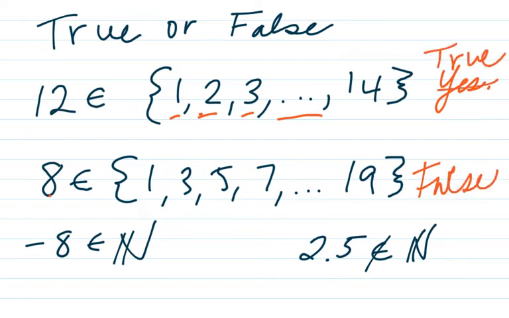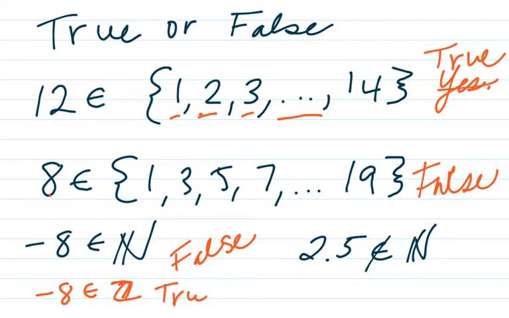Okay. Is negative 8 in the natural numbers? No, that is false because natural numbers are counting numbers. There are no negative counting numbers. Okay? A negative number is part of the integers. So I could say negative 8 is in the integers, and that would be true. Okay? 2.5 is not in the natural numbers. That is true because it is a fraction or a decimal. Therefore, it is a real number and it is a rational number, but it is not a natural counting number because counting numbers are whole.